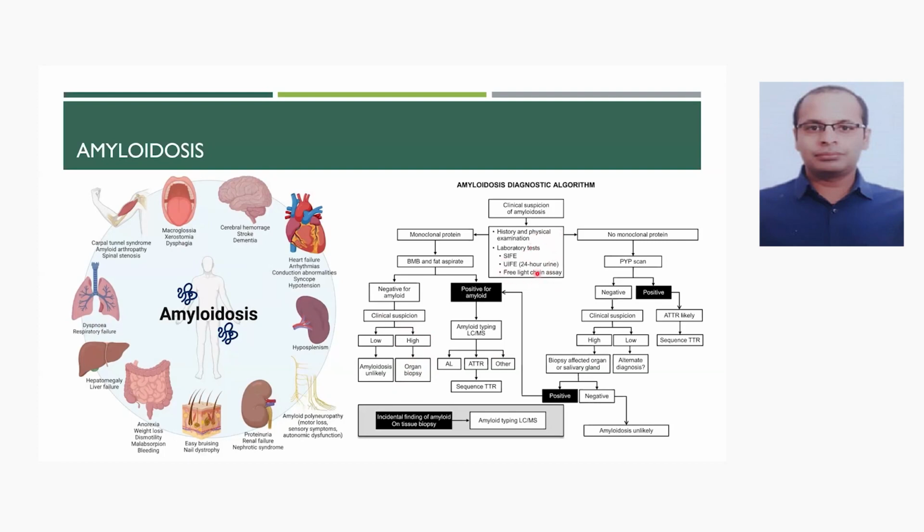If these initial tests are negative, then the possibility of ATTR is more likely. In such a scenario, if available, you can go for a technetium scan, and if ATTR is likely, go for sequencing. Again, if the scan is negative and the suspicion is high, go for the target organ biopsy.